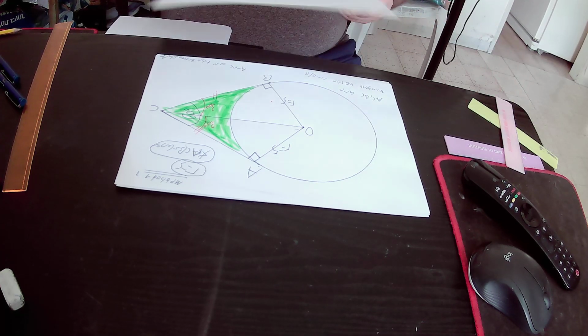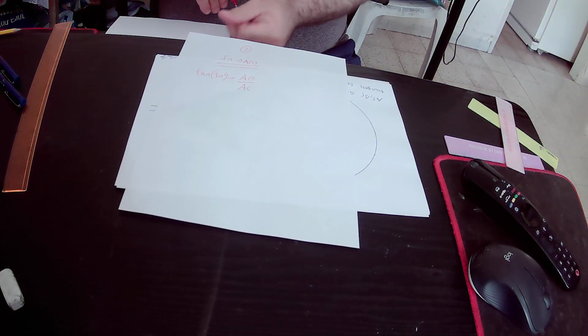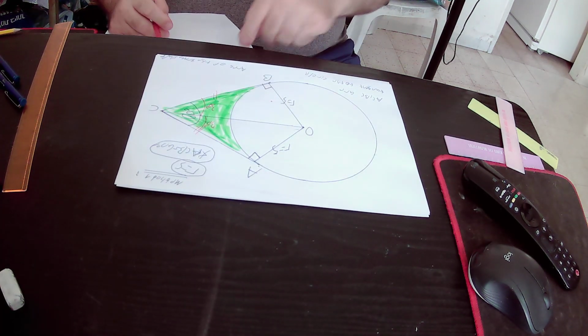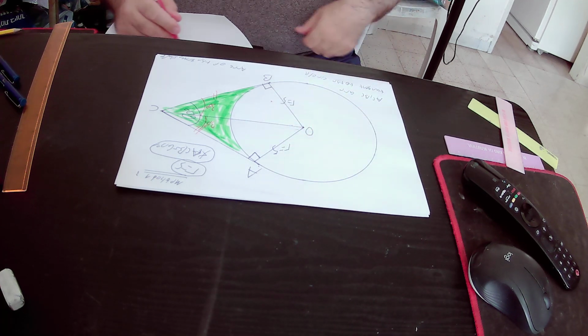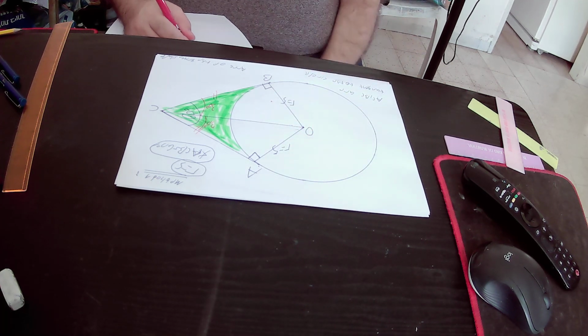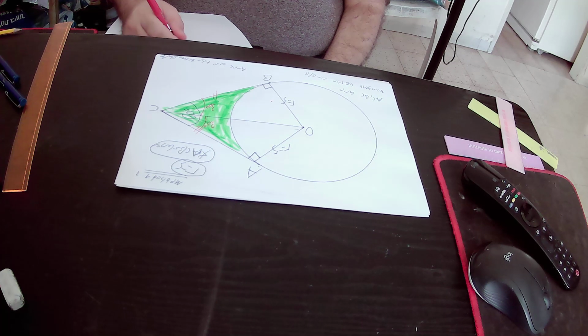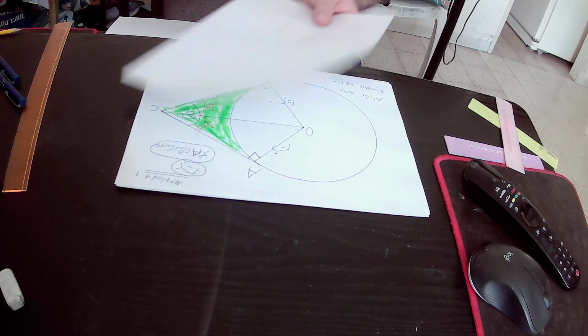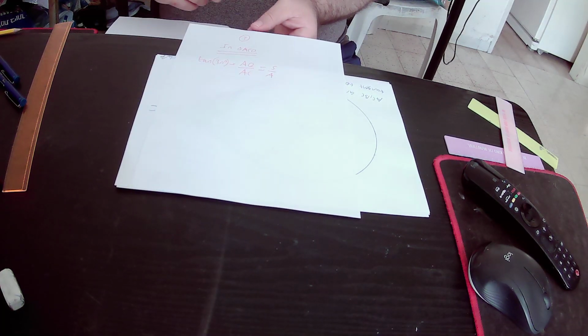In the right triangle ACO, we know that tangent 30 degrees equals AO over AC. But what is the value of AO? AO equals 5 units. It is the radius of this circle. So we will substitute AO by 5, so it is 5 over AC. Tangent 30 degrees equals 5 over AC.